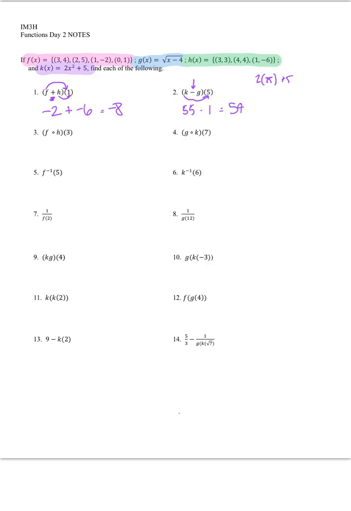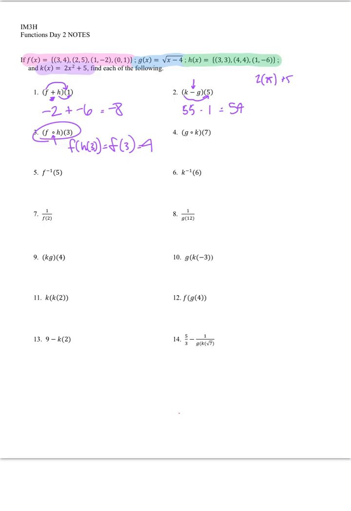Okay, so for the third one, I want you to notice, and it's very tiny and nitpicky, but you have to pay attention. This is an open circle, so that does not mean multiplication, okay? That actually means function composition. This whole thing is actually the same thing as f of h of 3. So let's figure out what h of 3 is, which is 3, and then f of 3 equals 4.